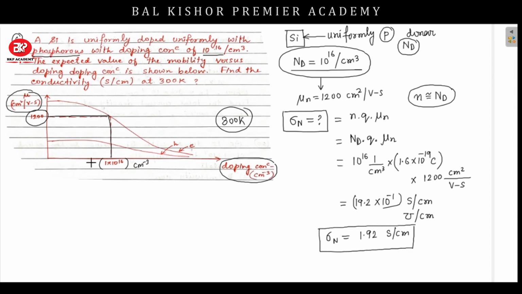We found this from the graphical numerical. This type of numerical comes in the GATE examination, where a graph is given and some data has to be extracted from the graph, and you have to find the unknown. Now let's move to the next question. If I move to the next question, then the question looks like this.